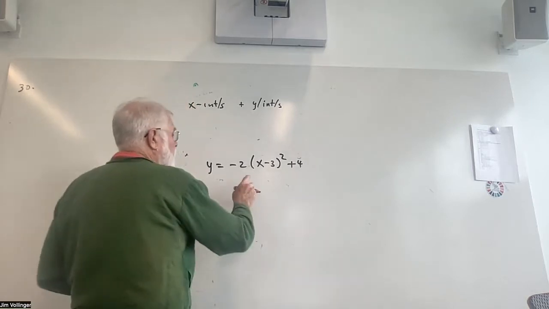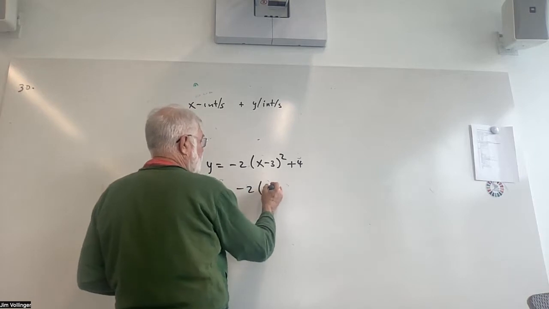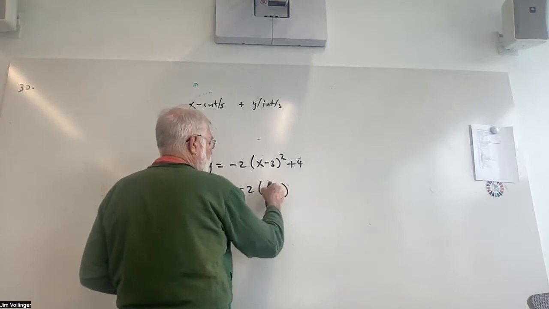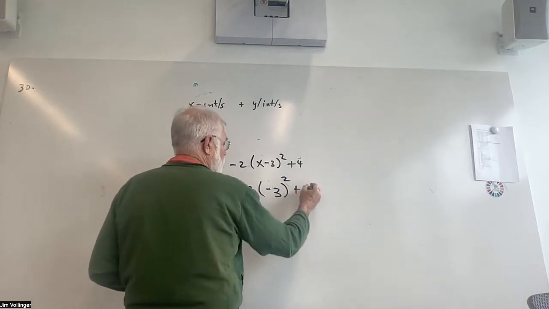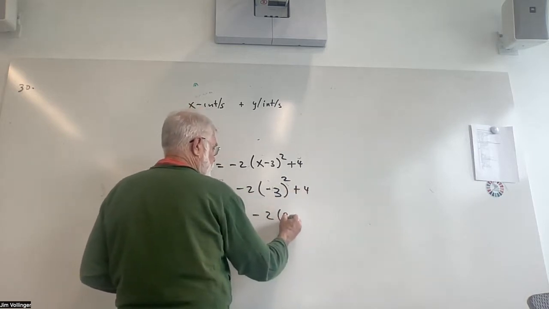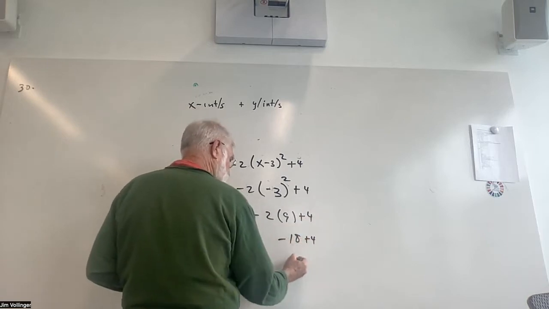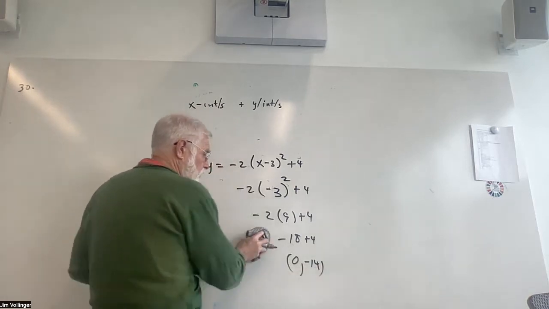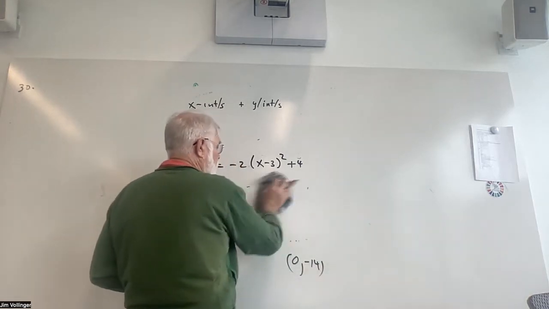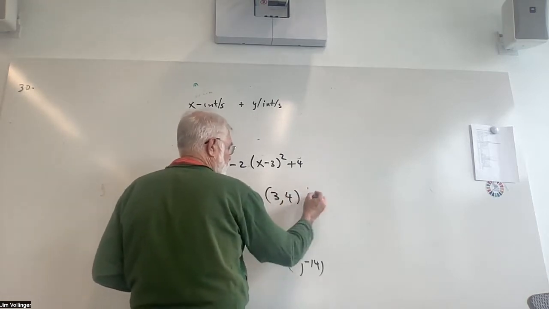All right, so I like plugging 0 in. If I plug 0 in, I get minus 2 times (0 minus 3) squared plus 4. That's minus 2 times 9 plus 4. That's minus 18 plus 4. Looks like a 0 gets me negative 14. Now, that's helpful. I like to work with 0 a lot. So if the vertex was (3, 4), we can see the vertex.